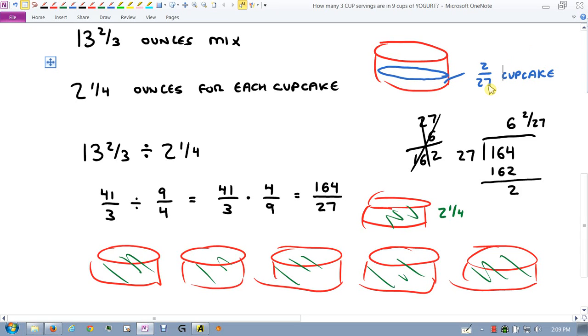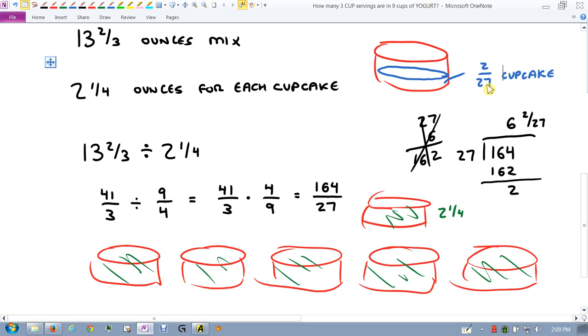Yes? So what you're trying to figure out now is how much did it take to make a whole cupcake? 2 1/4 ounces. You're only able to produce 2/27ths of that 2 1/4. So you have to take this and multiply it times this. It's confusing, I understand. See, the 2/27 is how much cupcake you have left. It wants to know how many ounces you have left.